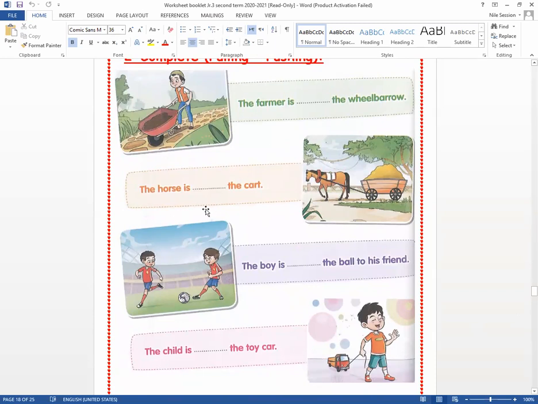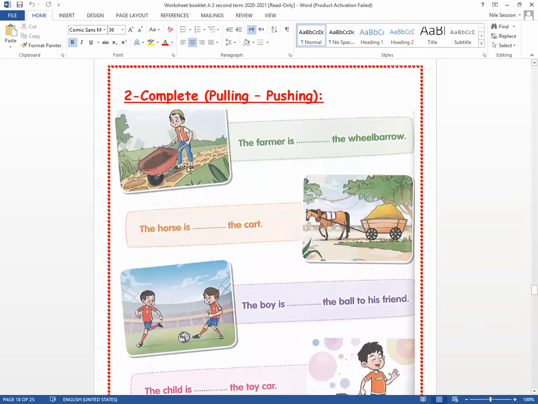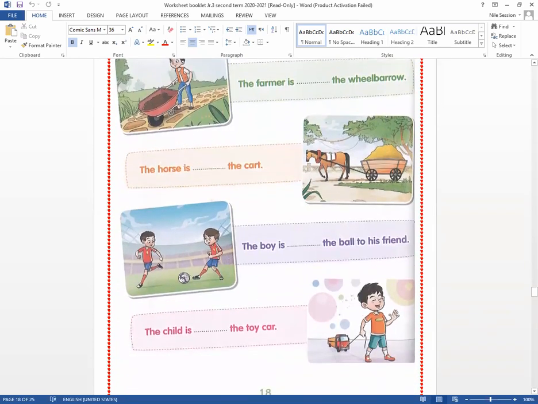Junior 3, now we will complete pulling or pushing. Look at the picture and put pull or push. Here, the farmer is what? The wheelbarrow. Look at the farmer and this wheelbarrow. When he moves the wheelbarrow, does this wheelbarrow go far away from the farmer or towards the farmer? Yes, far away. So is it push or pull? Yes, super, pushing. So the farmer is pushing the wheelbarrow.